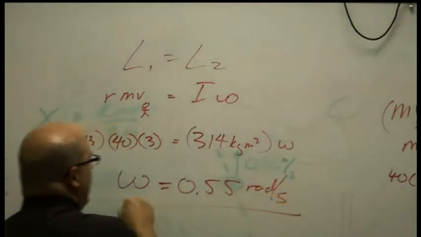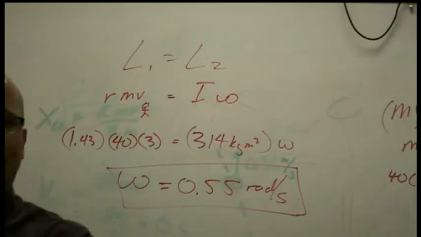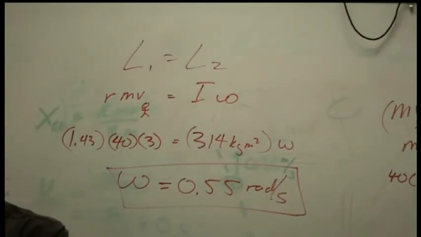Now, everyone, let's do a little idiot check here. It's less than 0.67. Before, when the boy jumped on the merry-go-round, we got an angular velocity of 0.67. Now we end up with an angular velocity of 0.55. Does that make sense that it should be less? Yes.